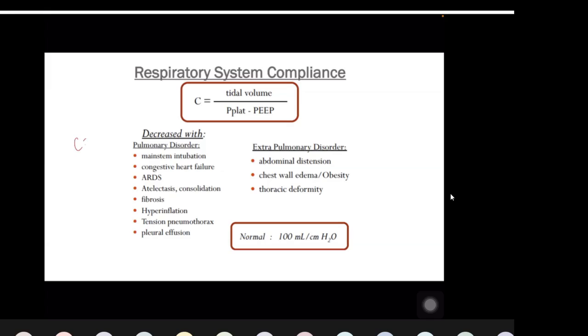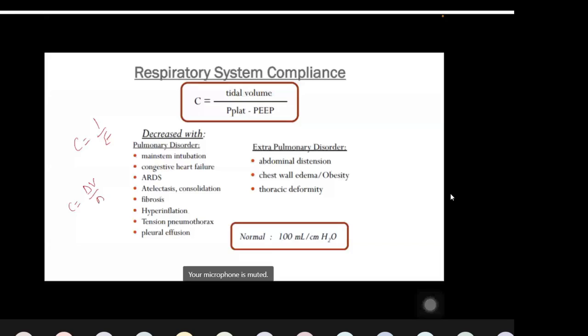As we all know, compliance is inverse to elastance. Compliance can be considered as change in volume divided by change in pressure. That means when the compliance is low, to produce a unit change in volume, a higher degree of pressure has to be produced. For example, in ARDS the compliance is very low, so we have to generate a maximum amount of pressure to produce a desired change in volume.